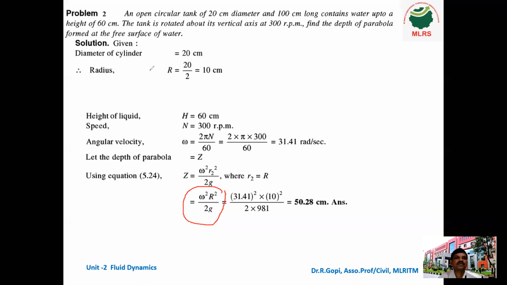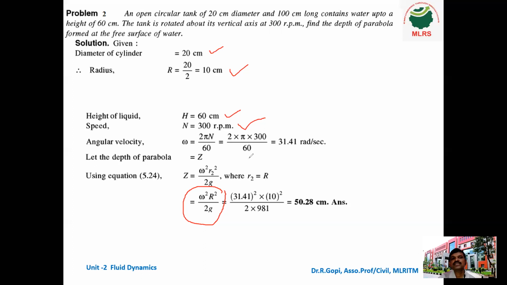So now write the data given. Diameter of the pipe 20 centimeter, radius 10 centimeter. Height of liquid is 60 centimeter. Speed 300 rpm. So next, what data do we need in the equation? Omega we need and r we need. Only these two.